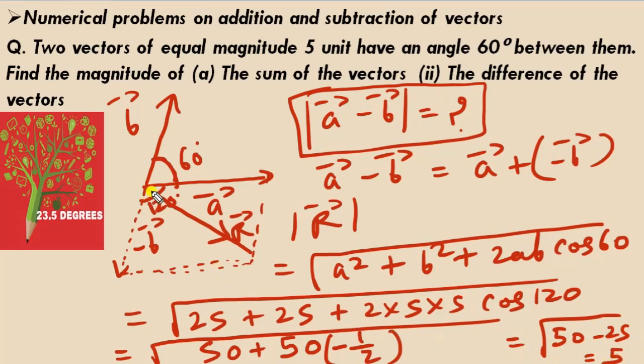So the length of this arrow representing vector A minus vector B is 5 units. This is our magnitude. Okay, so magnitude of vector A minus vector B is what? 5 units. This is our answer.